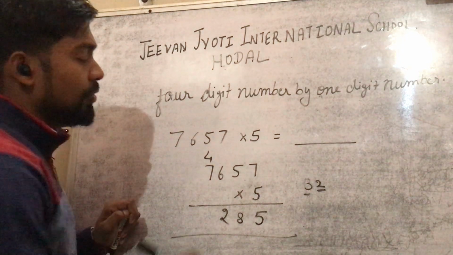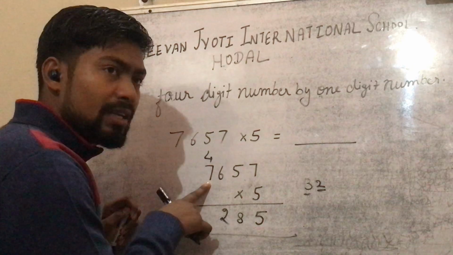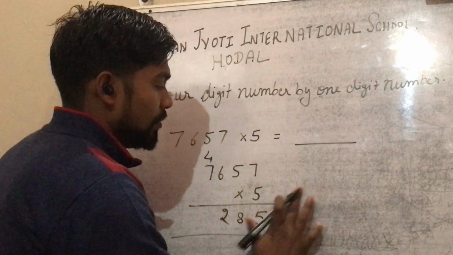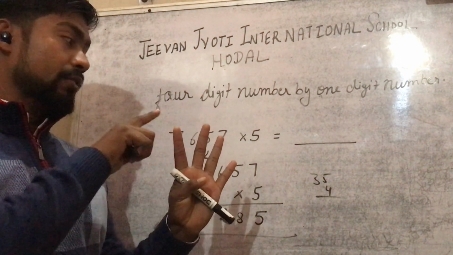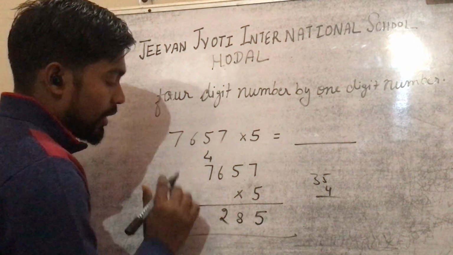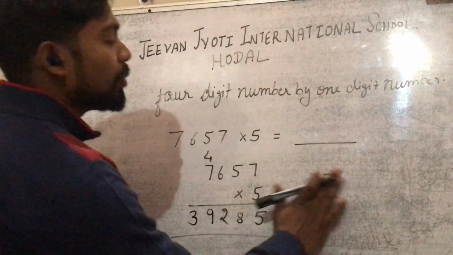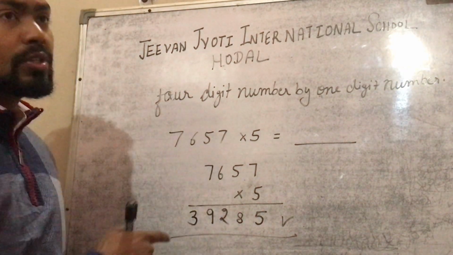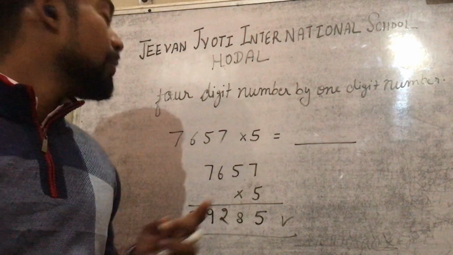Now again we will do the same multiplication like we did earlier. Now 5 is multiplied by 7. 5 sevens are 35. 35 and 4 will be added here. So 4, 35, 36, 37, 38 and 39. So 39, 9 here and 3 here. So this is the product which comes out when the multiplicand 7657 is multiplied by the multiplier 5.